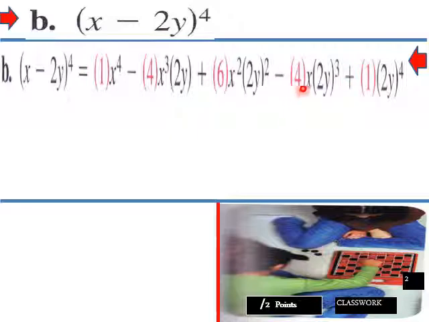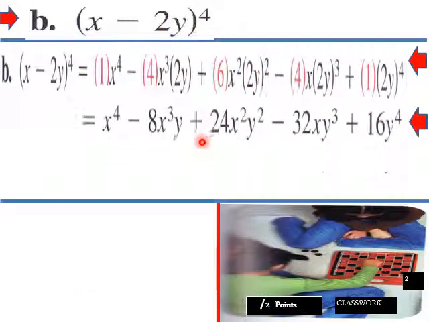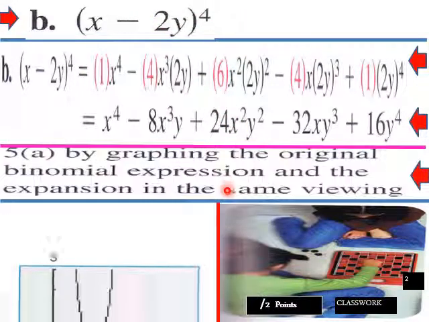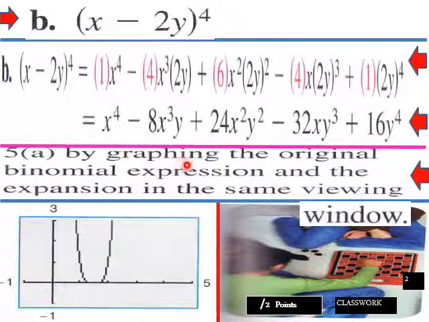And then 4 here would be our second to last coefficient, 4x times 2y cubed. And then we have 1 times 2y to the 4th power. That would be our expansion of this, and this would be your actual expression for the expansion of this binomial. So by graphing the original and the expansion, graphing this and then this, you should get the same graph.